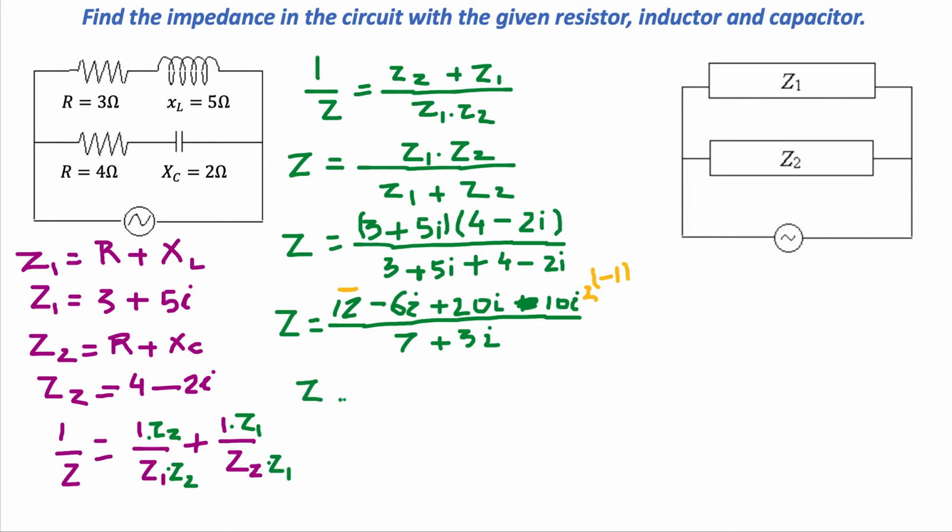And z is going to be equal to 22. Let me extend this line here. And now minus 6i plus 20i is plus 14i. So now I have a very simple expression, but we have to simplify further because we want to rationalize the denominator. We don't want the denominator to have an i.